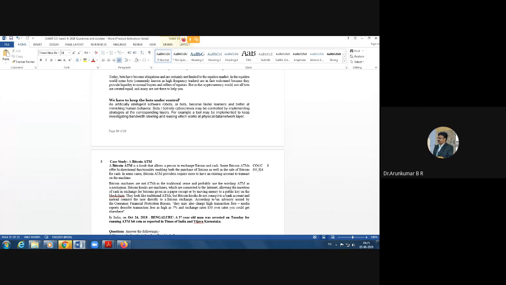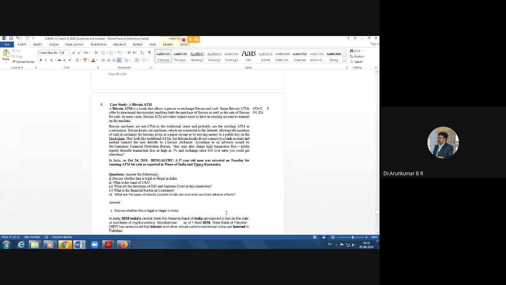According to an advisory issued by the Consumer Financial Protection Bureau, they may also charge high transaction fees. Media reports describe transaction fees as high as 7% and exchange rates $50 over rates you could get elsewhere. In India, a case happened in Bangalore on October 24, 2018. A 37-year-old man was arrested on Tuesday, October 24, for earning from a Bitcoin ATM, as reported in Times of India and Vijay Karnataka newspapers.